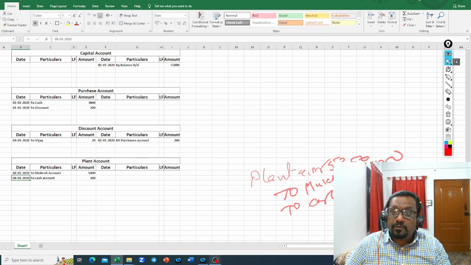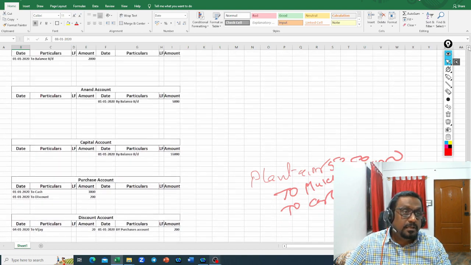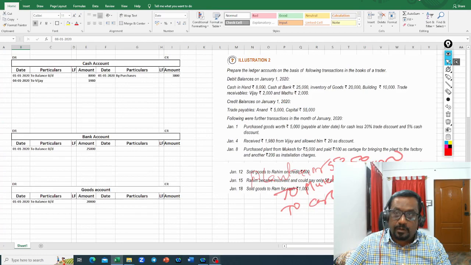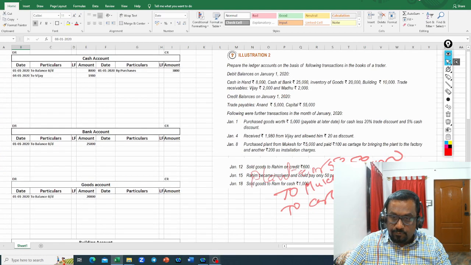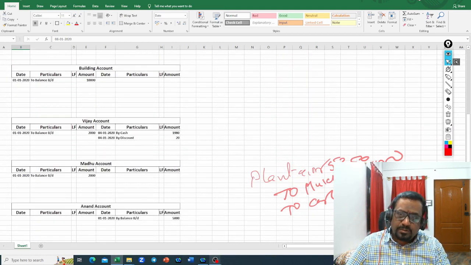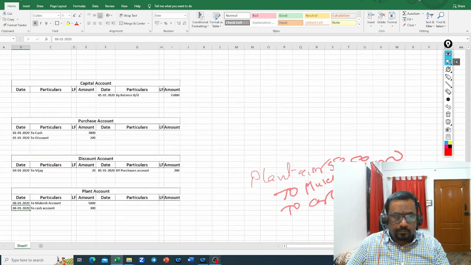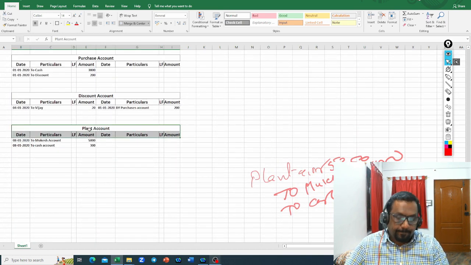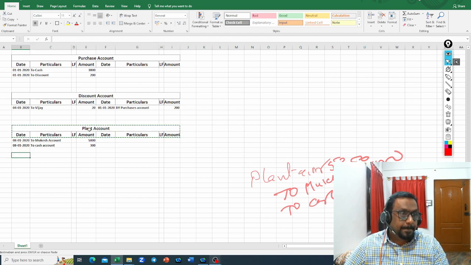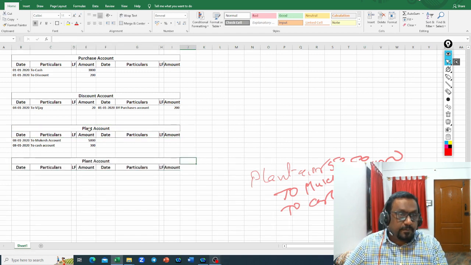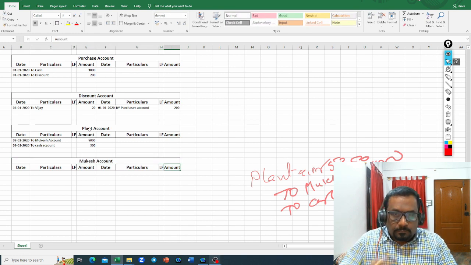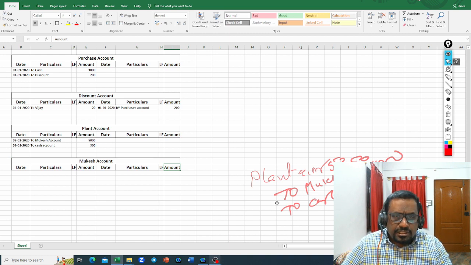Do I have a Mukesh account anywhere on top? No, right? Anand account, Madhu account, Vijay account is there, but there is no Mukesh account, right? So I need to prepare a Mukesh account now. So let us copy paste again here, and instead of plant account, Mukesh account, right? Mukesh account is created here.